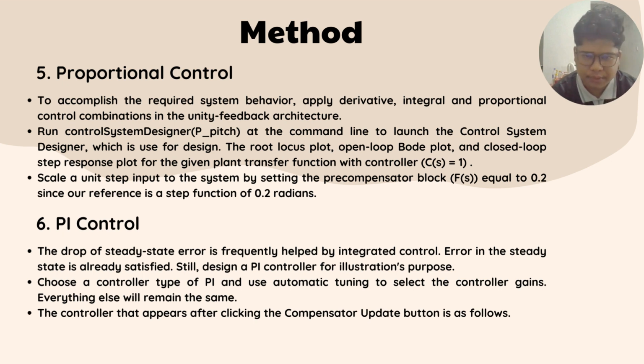For the next method, which is proportional control, to accomplish the required system behavior, apply derivative, integral, and proportional control combinations in the unity feedback architecture. Then run control system designer ppitch at the command line to launch the Control System Designer, which is used for design. The root locus plot, open loop Bode plot and closed loop step response plot for the given plant transfer function if controller C(s) equals 1.